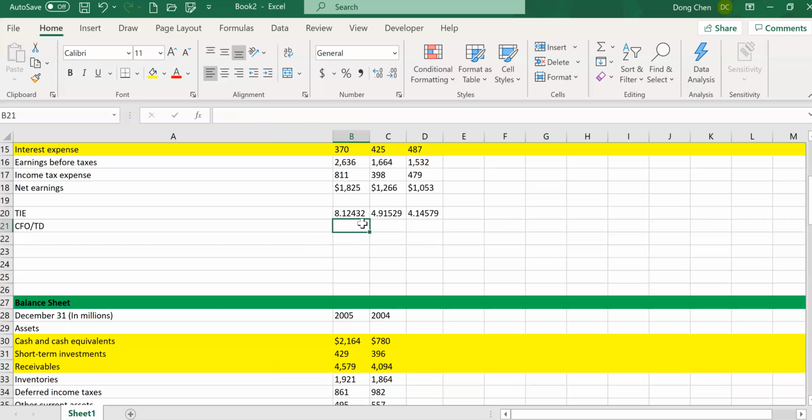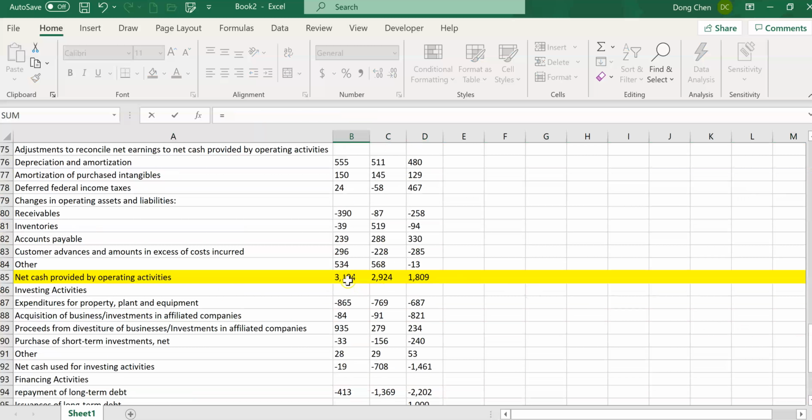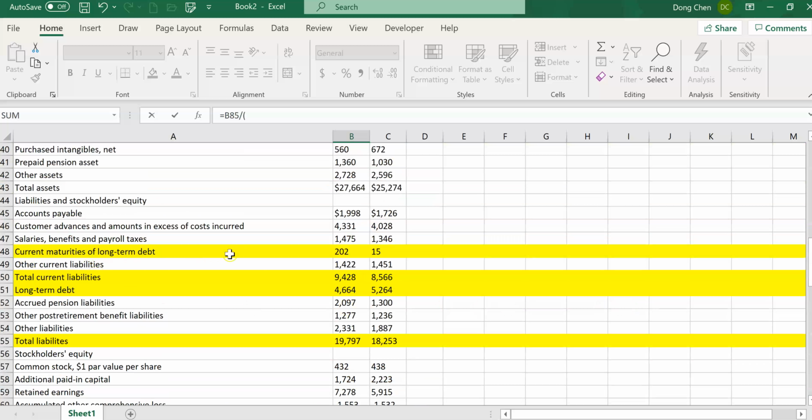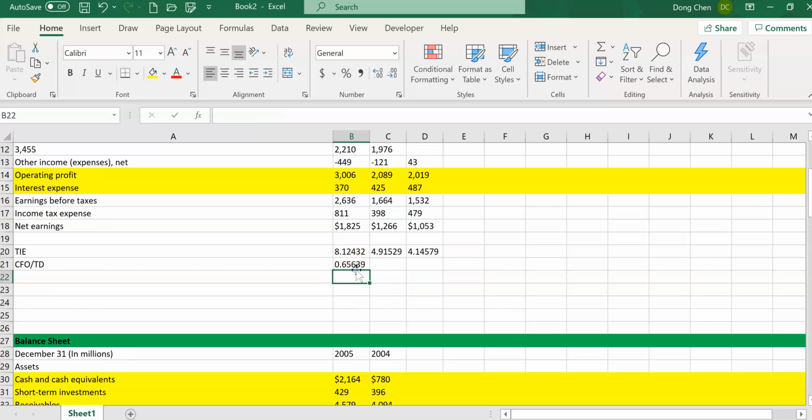So this is going to be equals 3,194 divided by the sum of the current maturities of long-term debt and then the long-term debt, and close. Then drag the cell to the other years to automatically calculate the same ratio for the other year.